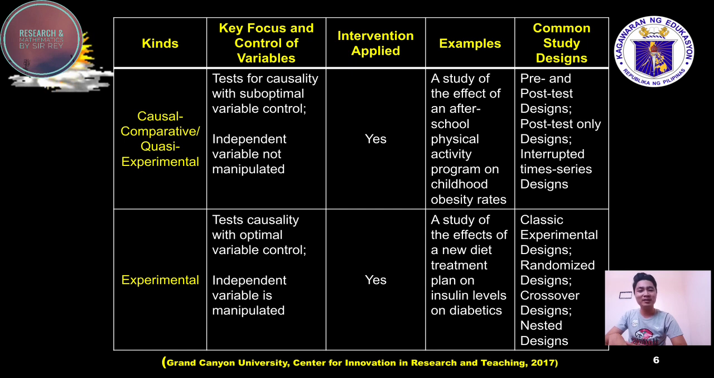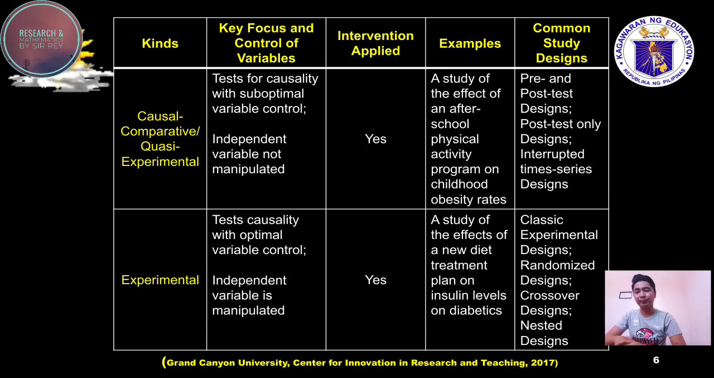And then for experimental, it's very simple. It's like doing a science experiment, so you have to alter something. You have to alter the independent variable. So we have here the example. A study of the effects of the new diet treatment plan on insulin levels on diabetics. Again, sir, we have the word effects. Why is it not causal comparative?